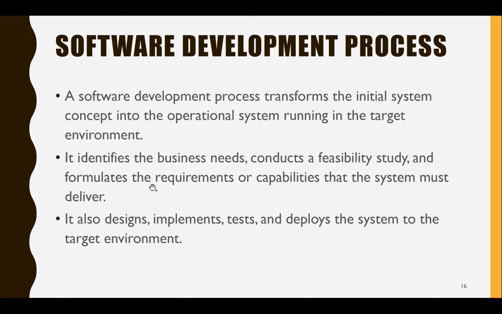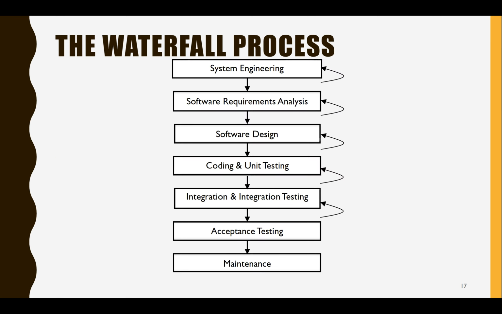So the people write down the requirements that the system needs to deliver, and then the team members will design, implement, test, and deploy the system to the target. These, design, implement, test, and deploy, are the kinds of activity that people would do.